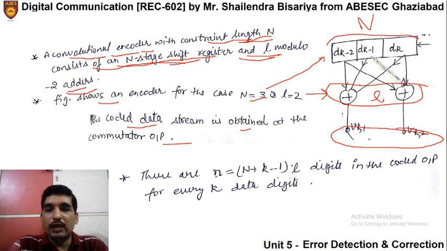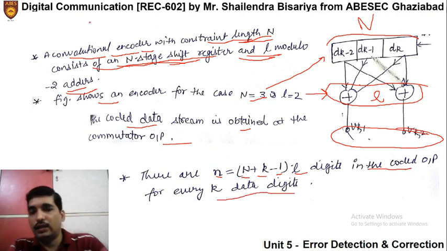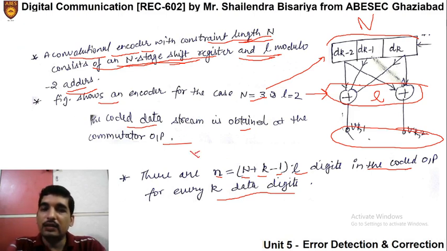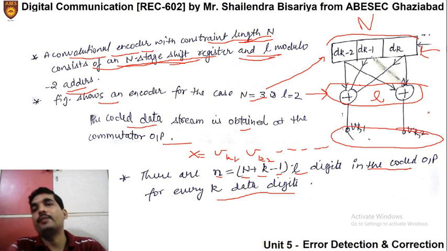There are n equal to capital N plus k minus 1 into L digits in the coded output for every k data digits. This is an interesting point: how are we obtaining the output? We have discussed that we take the vk1 value and then the vk2 value, and we successively repeat it again and again till the input data bits come in continuously, right?